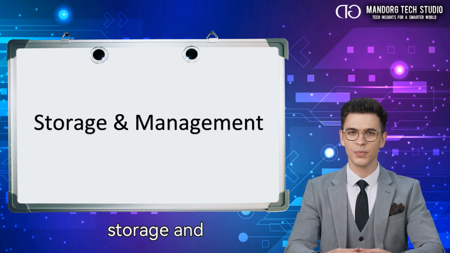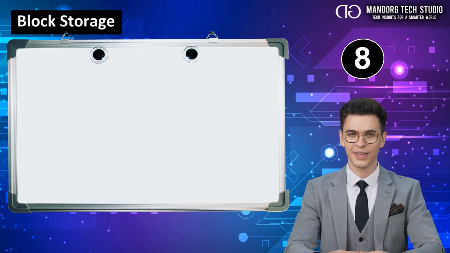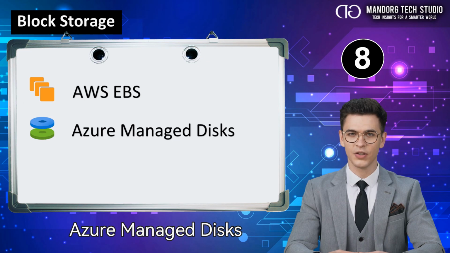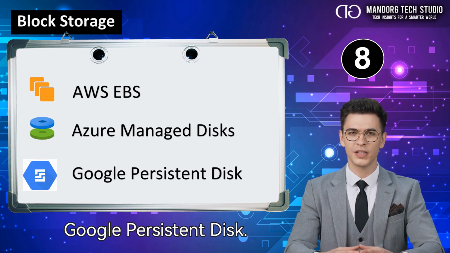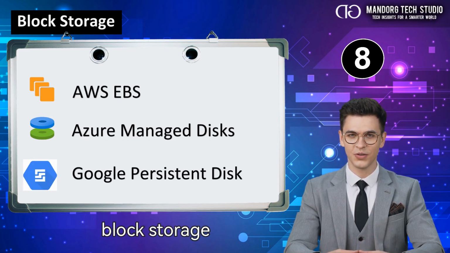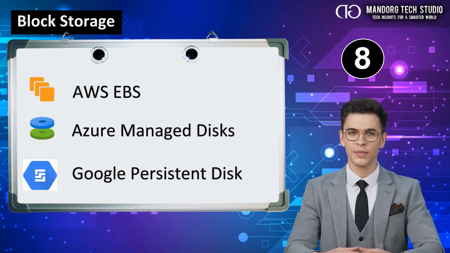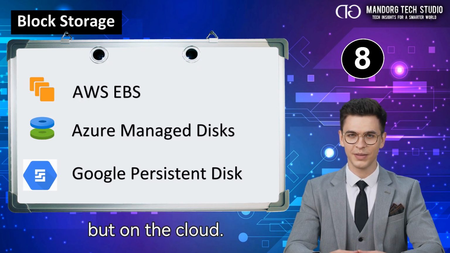Let's move to storage and management. 8. AWS EBS, Azure Managed Disks, Google Persistent Disk. All of these are block storage solutions for virtual machines. They allow you to store persistent data that your apps can access and modify. It's like a hard drive, but on the cloud.